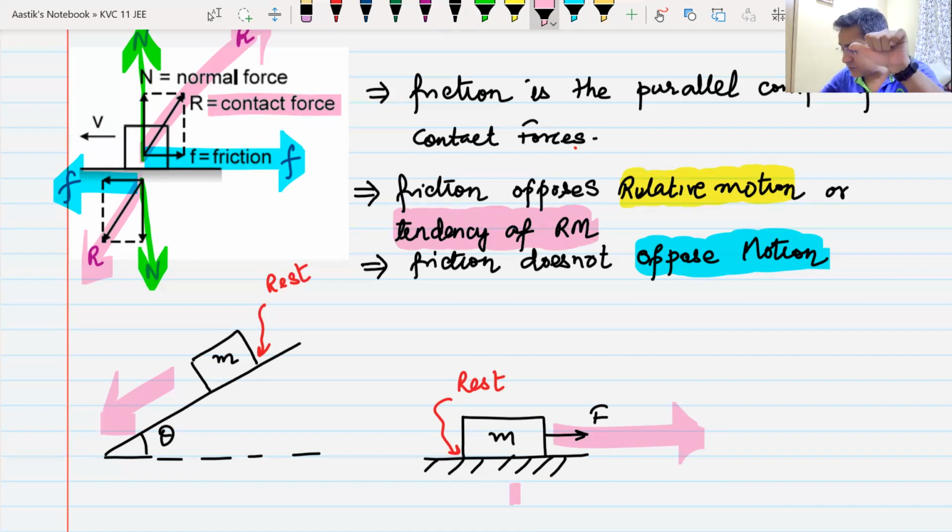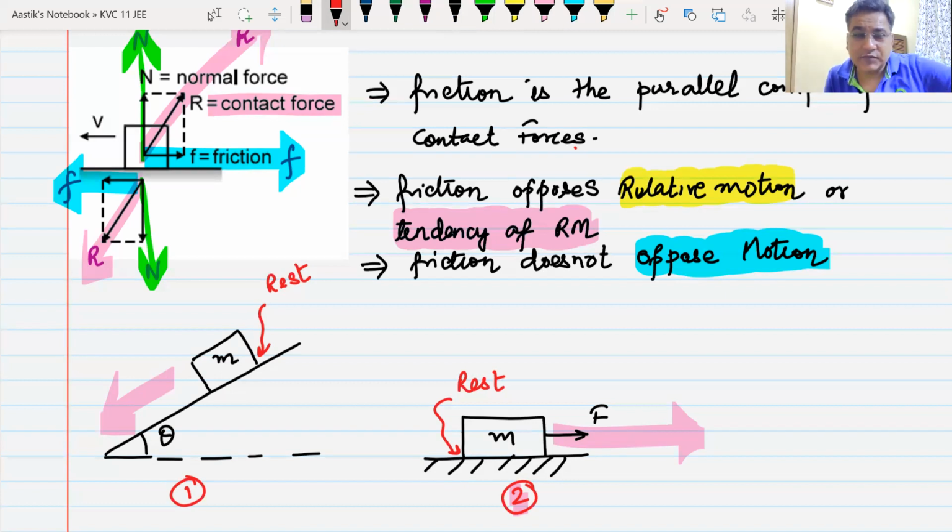In example number 2, there is a tendency of motion in the rightward direction. In example number 1, there is a tendency of motion in the downward direction, but the relative motion is not happening. Something is stopping it. The thing that is stopping it is friction. And that is what we understand by friction.